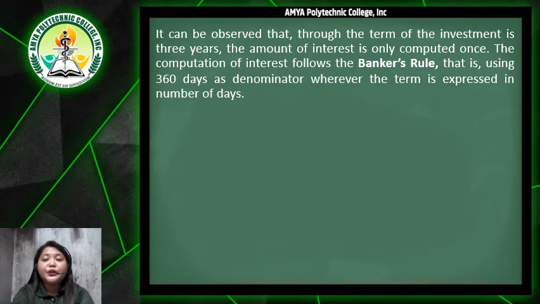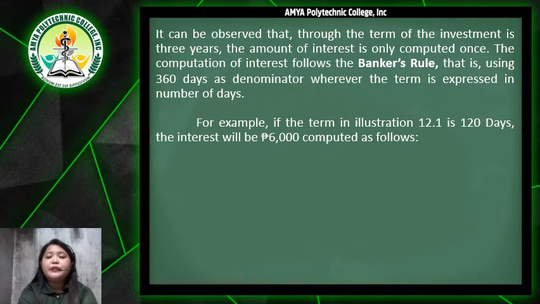It can be observed that though the term of the investment is 3 years, the amount of interest is only computed once. The computation of interest follows the banker's rule, that is, using 360 days as the denominator wherever the term is expressed in number of days. So we have here an example. In the illustration, the term is 120 days, and the interest will be 6,000 pesos as computed.